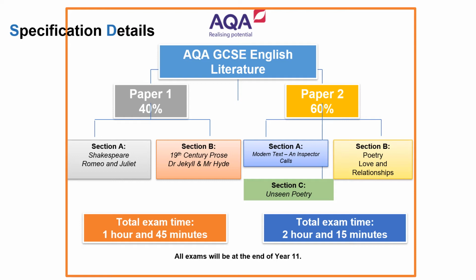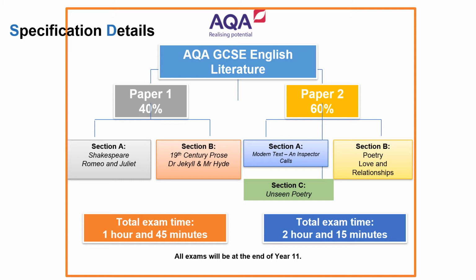The timings also differ. In section A, students learn about Shakespeare's text, Romeo and Juliet, and in section B, they will be looking at 19th century prose, and that's Dr. Jekyll and Mr. Hyde. For paper 2, in section A, students also learn about a modern text, and the text that we study is An Inspector Calls.